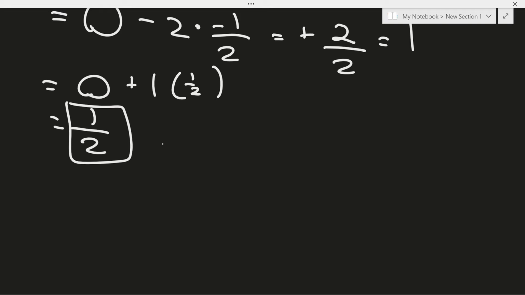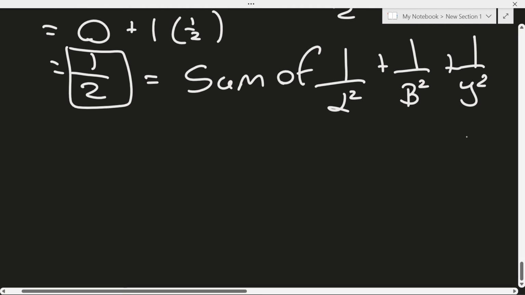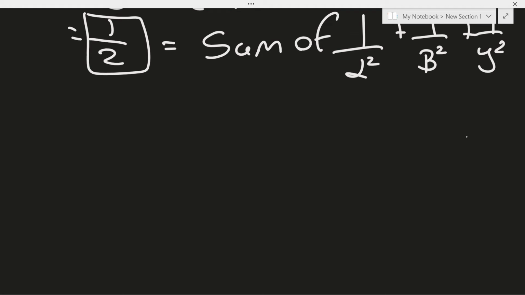And what was this that we were even working on? This is equal to the sum of 1 over alpha squared plus 1 over beta squared plus 1 over gamma squared. So we have the first part of our equation, right? We have the sum, because it's x cubed minus the sum of the roots plus the sum of the product of two of the roots at a time minus the product of the roots. So now we'll go to the sum of the product of two of the roots at a time.